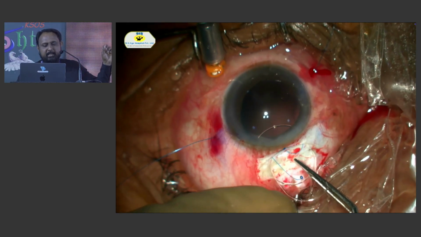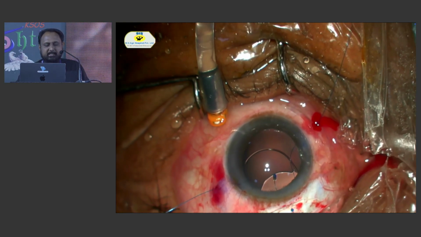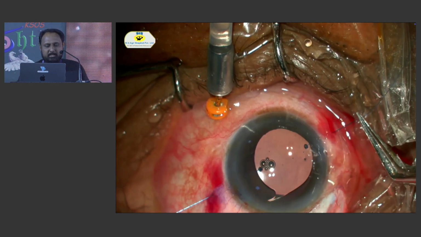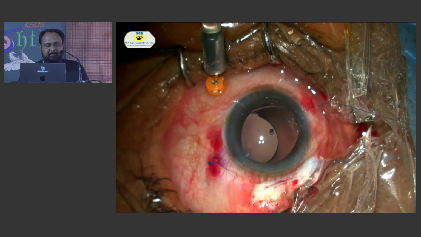And using a cautery, just make sure you make a small bulb. But make sure the bulb is large enough that it doesn't slip through the holes, because the holes in different IOLs are slightly different. So then place the lens inside and pull the two strands. Just make sure the centration is there, and then again flange the suture.